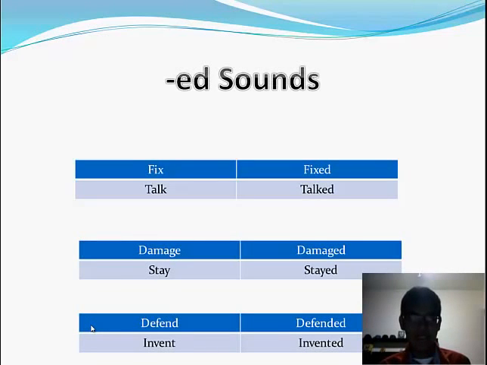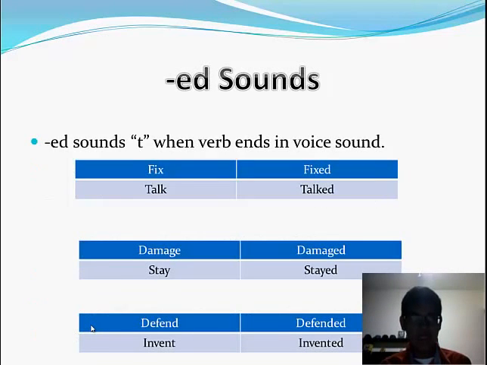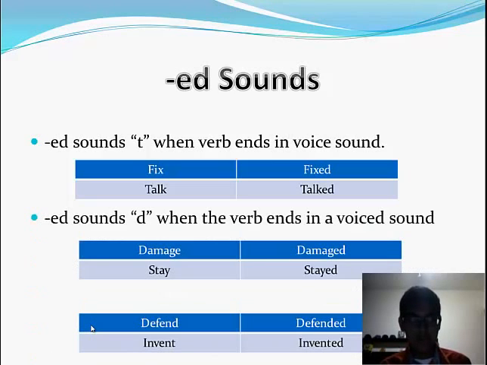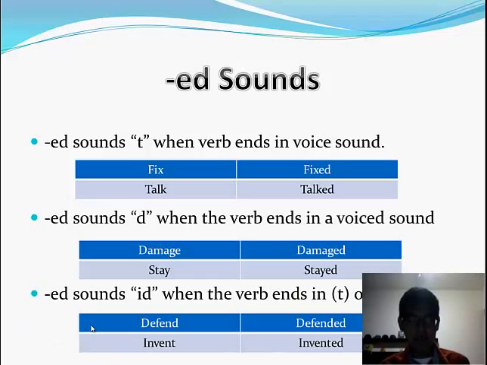Now for the ed sounds. Ed sounds t when the verb ends in a voiceless sound, like fix, fixed, talk, talked. Ed sounds d when the verb ends in a voiced sound, like damage, damaged, state, stated. And ed sounds id when the verb ends in t or d, defend, defended, invent, invented.